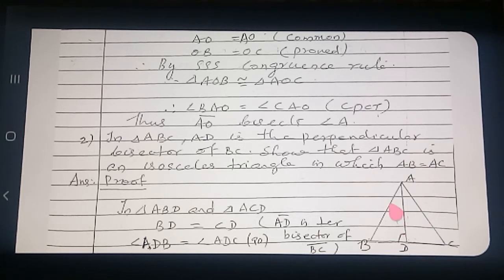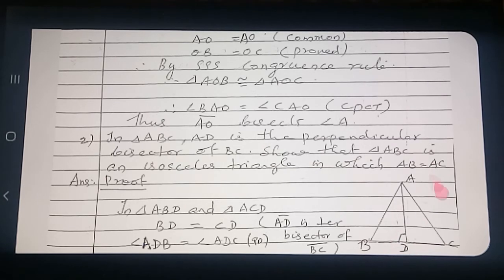For perpendicular bisector, there are two conditions coming. Perpendicular means the angle forming is 90 degrees, and bisector means the line segment passing through the midpoint. Okay, that is the word meaning of perpendicular bisector.